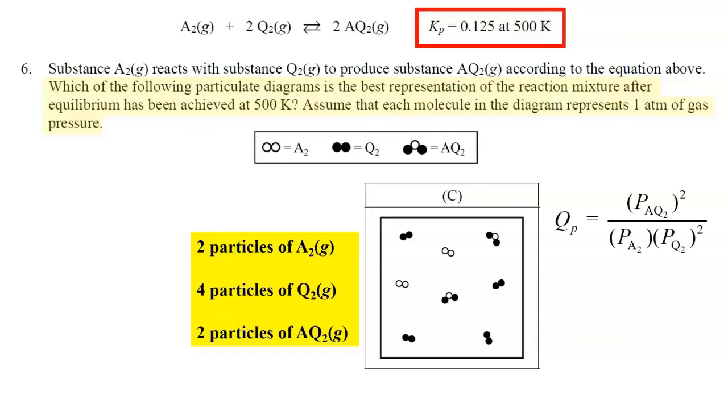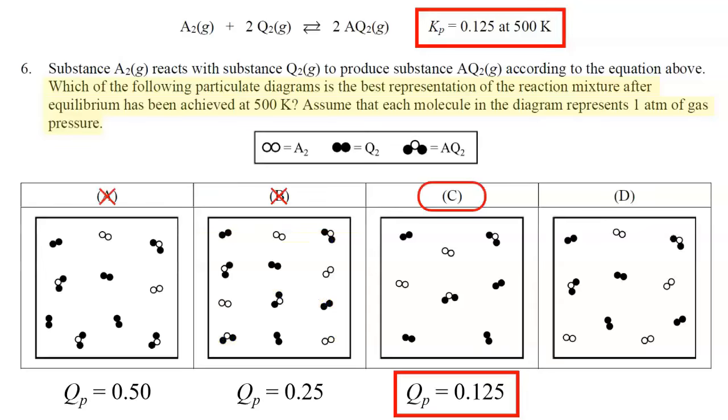So I'll substitute into the reaction quotient, and it's going to be 2 squared divided by the product of 2 times 4 squared. And when I do this math, I now have determined that choice C is the correct answer because Q for that particular diagram is equal to 0.125.